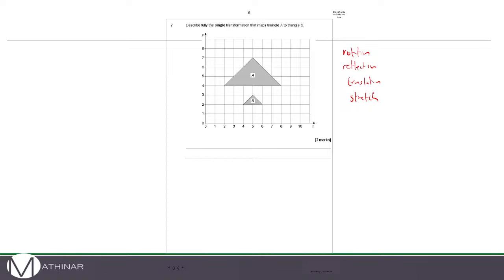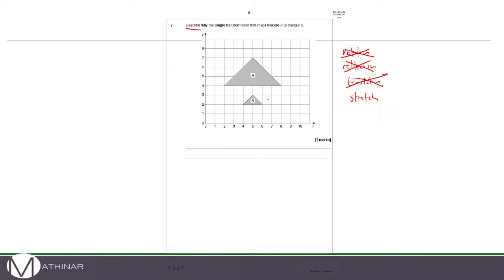Now, we know it's not a translation because it's a different size. We know it's not a rotation because the shape has not been turned. We know it's not a reflection because it's not a mirror image of it. And obviously if it was a reflection, it'd be the same size. So it can't be that either. So it has to be a stretch. Now, the question is not to perform a stretch, but describe the stretch.